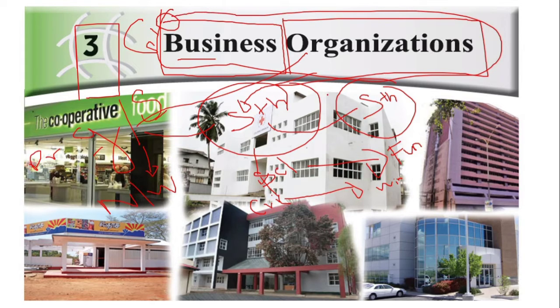Organization means organizing something in order to achieve something. When it comes to business organization, you are organizing to produce goods and services to fulfill human needs and wants. So it is the basic definition for business organization.